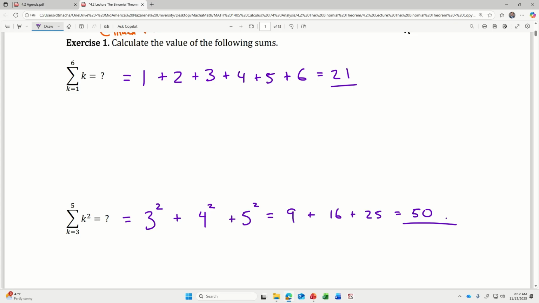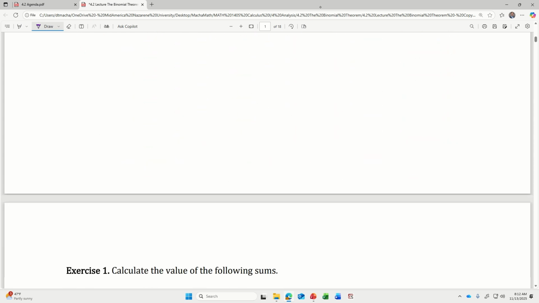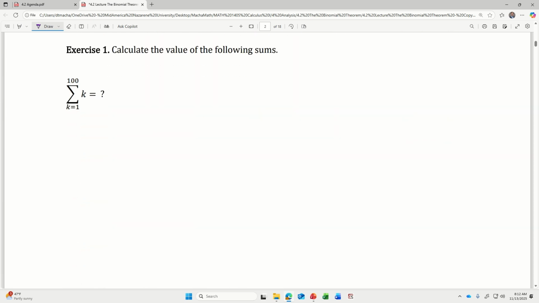So let me pause and make sure. Does everybody feel like you understand what's going on here? Okay. Now, I've got a challenge for you. Who can tell me what this sum is?